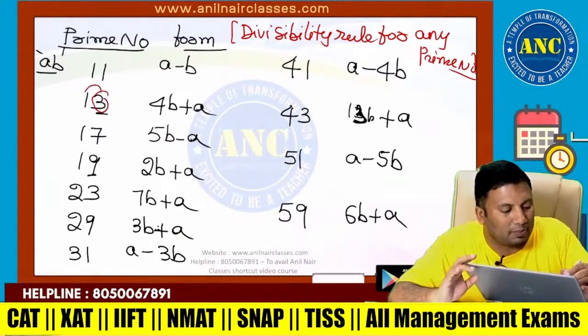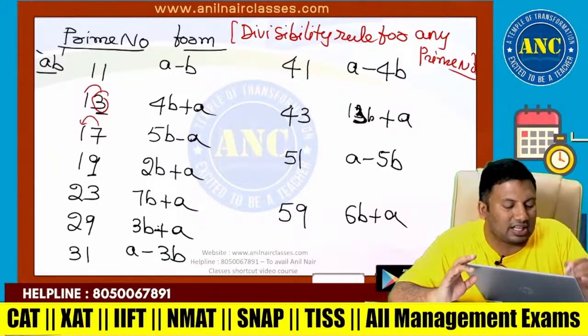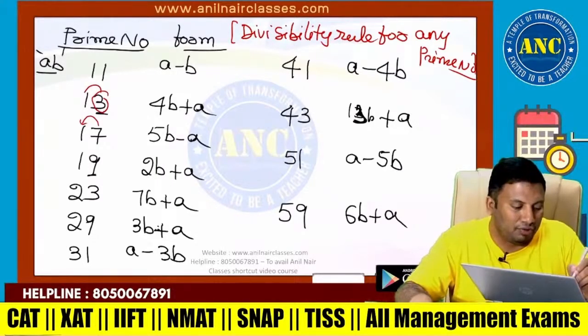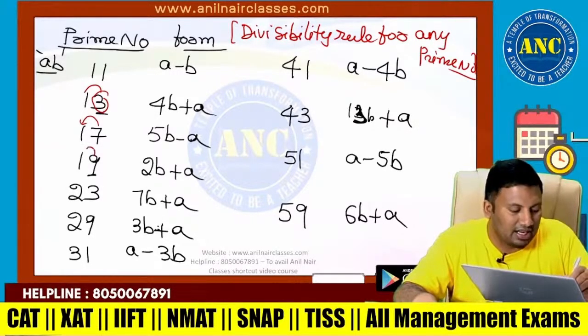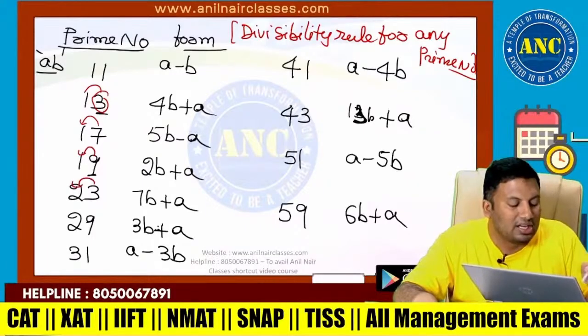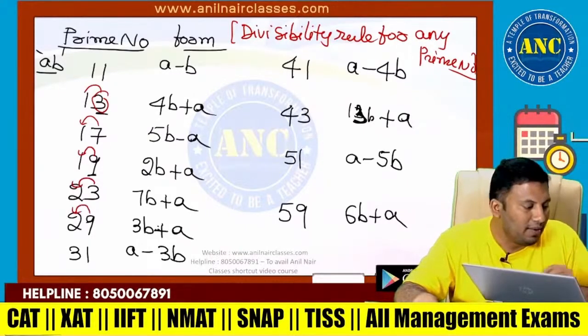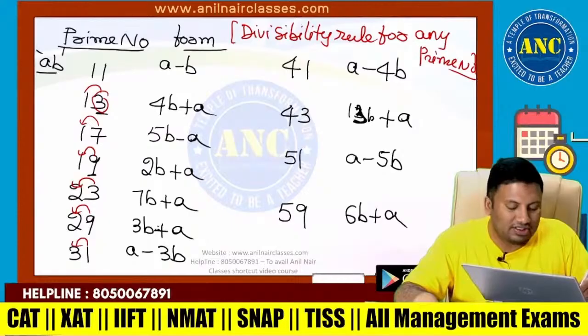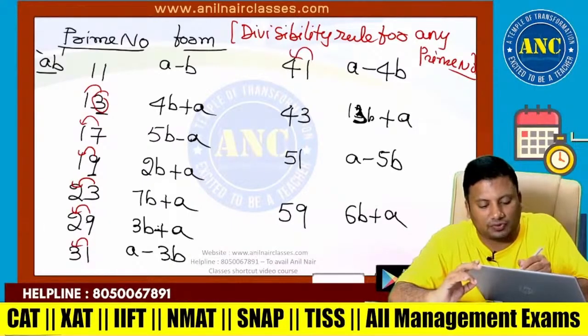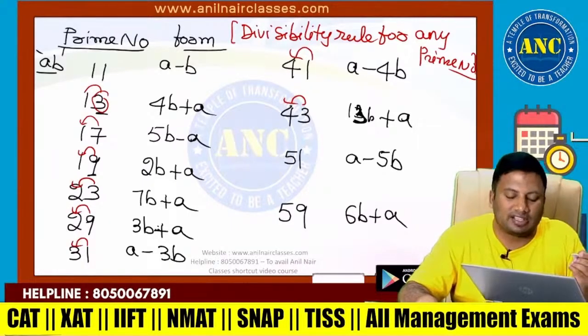4 3s are 12 plus 1, 13. 5 7s are 35 minus 1, 34. I hope the idea is clear. 2 9s are 18 plus 1. 7 3s are 21 plus 2. 1 3s are 3. 3 minus 3 is 0. 4 minus 4, 0. 13 3s are 39.